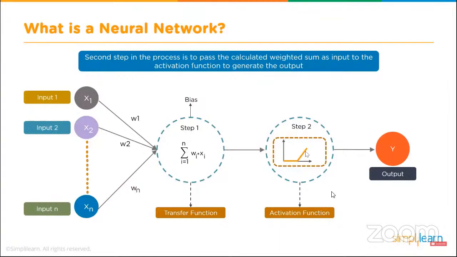There are, of course, to start with, let's assume it's a binary output. Later we will see that there are different types of activation functions, so it need not always be binary output. But to start with, let's keep it simple. So it decides whether the neuron should be fired or not. So that is the output, like a binary output, 0 or 1.